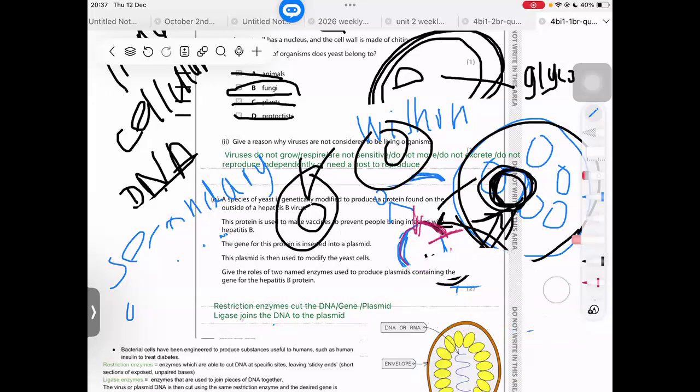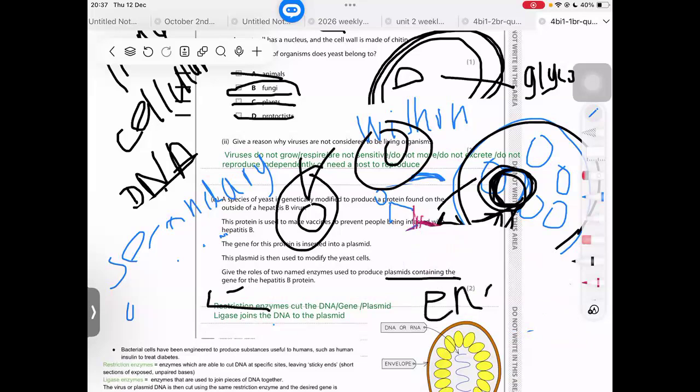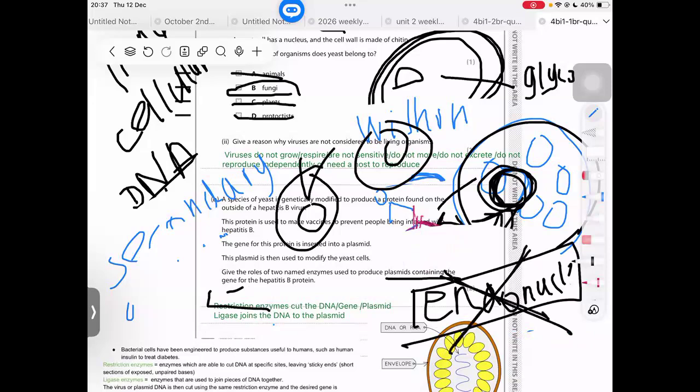So the two enzymes that you use to produce plasmids containing the gene for the hepatitis B protein are the restriction enzyme, or you can use restriction endonucleases, but it is better not to write endonucleases only. Even though they have given marks in this particular marking scheme for endonucleases, the correct word is restriction endonucleases. The full form is restriction endonucleases, so it's better not to write endonucleases alone.